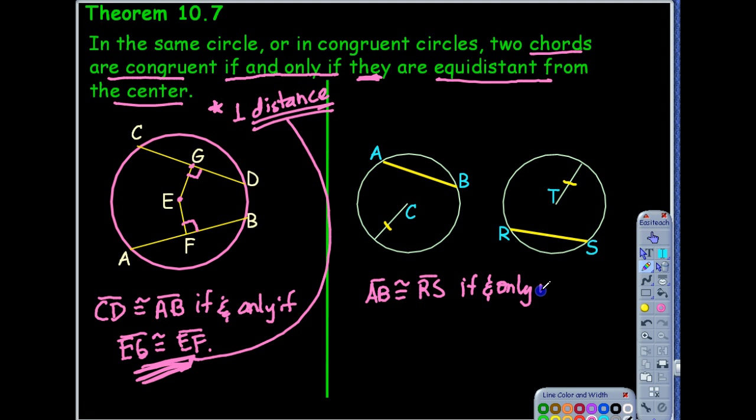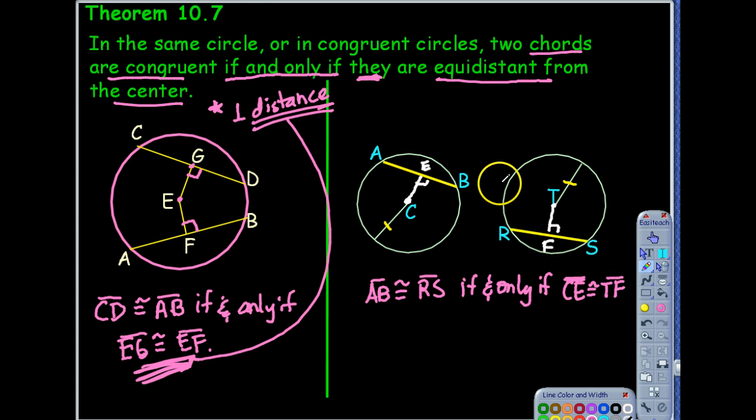And here, they don't really label a specific point on there, so let's draw that in. If I'm going from the center to the chord and talking about the distance, I want the shortest distance, so I want the perpendicular distance. I'm just going to call this E, and then from here to here, we'll call this F. So then we can say if and only if segment CE is congruent to segment TF.